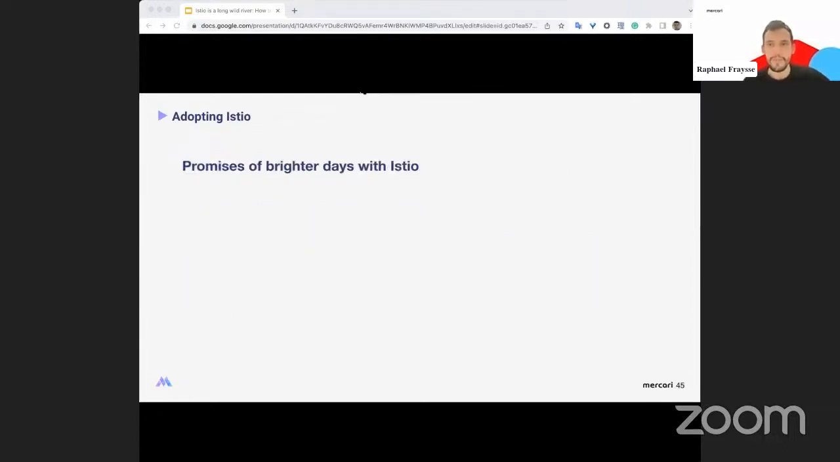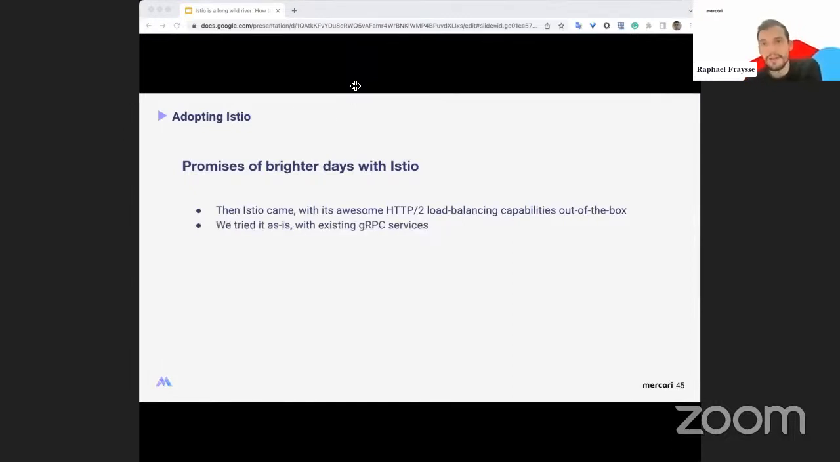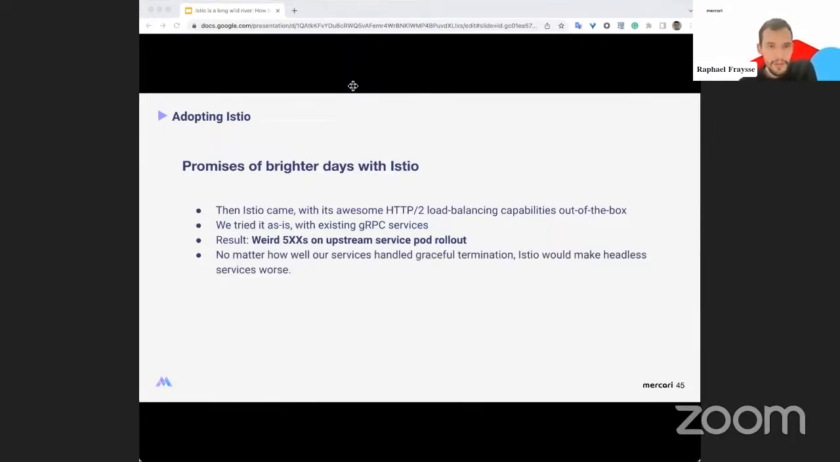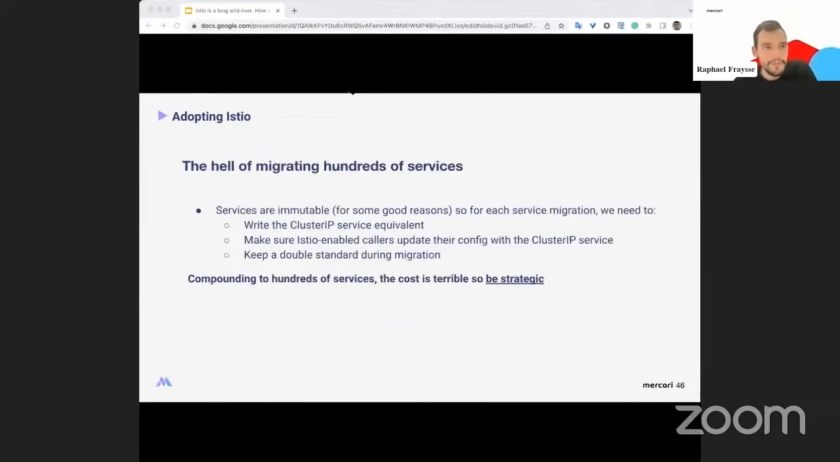And when we saw Istio, we thought, yeah, it would be great. We can use it for its HTTP2 load balancing capabilities out of the box. We tried it with the gRPC services, but the result was that we got a lot of weird 5xx errors on the upstream service during pod rollout. And even when we handled graceful termination, Istio would definitely make the headless services worse. So we didn't have any other choice than to stop using headless services, and we gradually migrated to cluster IP services.